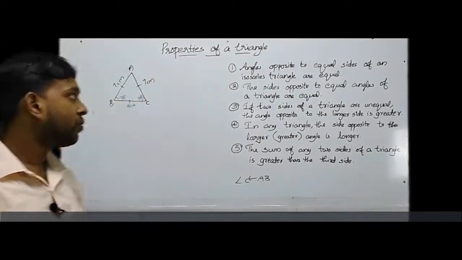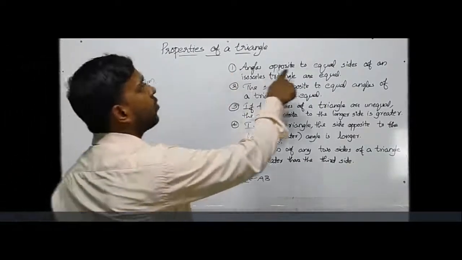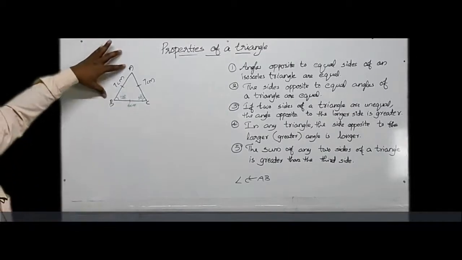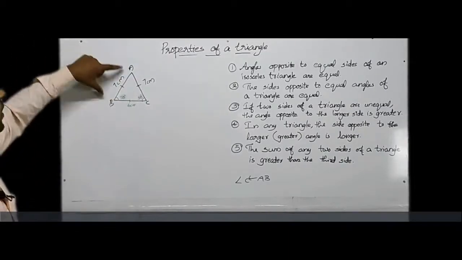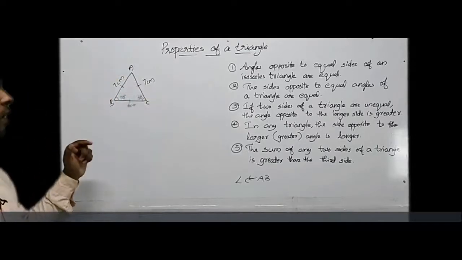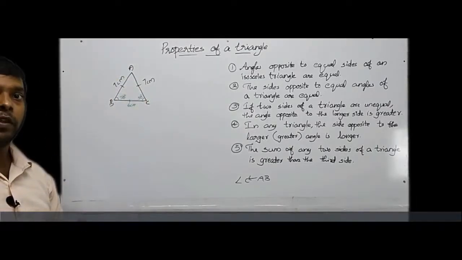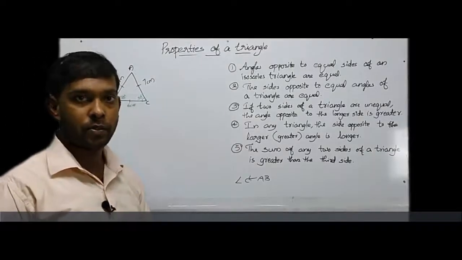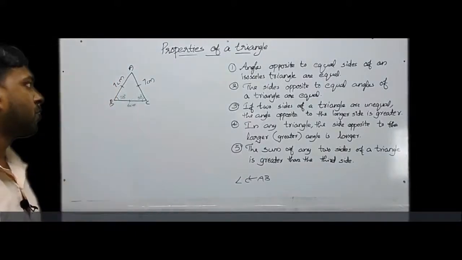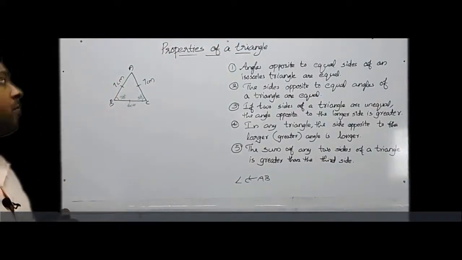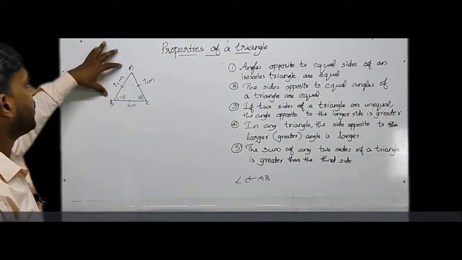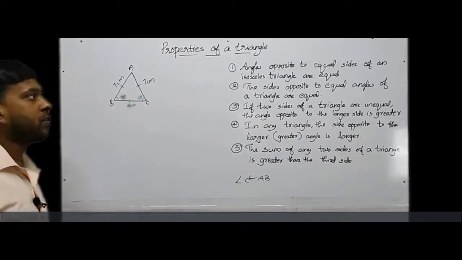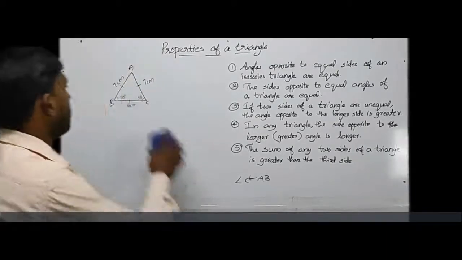Why are they? It's because the property says angles opposite to equal sides of an isosceles triangle are equal. Look here, these two sides are equal. It is because side AB and side AC are equal, their opposite angles are equal. So it's very easy to understand. Angles opposite to equal sides of an isosceles triangle are always equal. So let me put the very first property into simple words once more. Since these two sides are equal, their opposite angles are also equal. Hope it is clear to everybody.